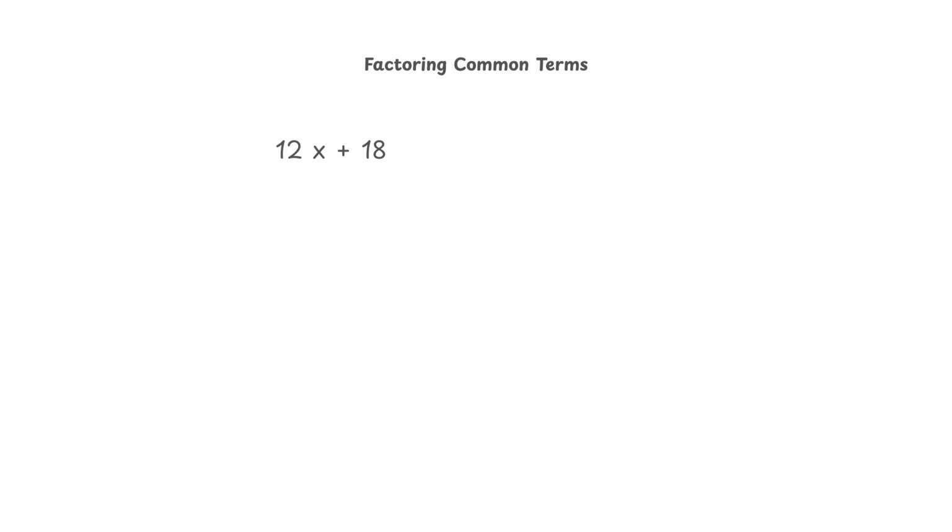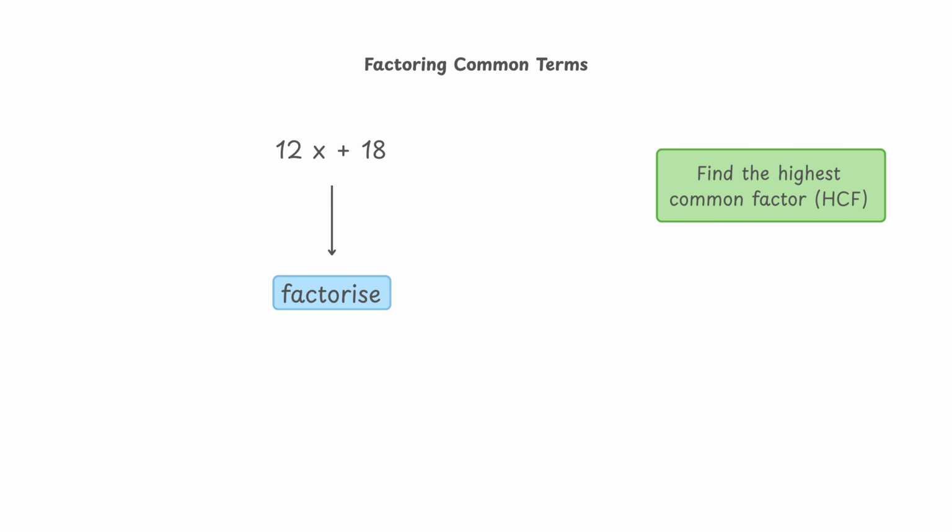Let's begin by looking at this expression, 12x plus 18. Our goal is to factorize this expression by taking out the highest common factor. Now, instead of rushing, let's follow this as a clear step-by-step thinking process. Step 1, find the highest common factor, or HCF. We look at the numbers in the expression, 12 and 18.